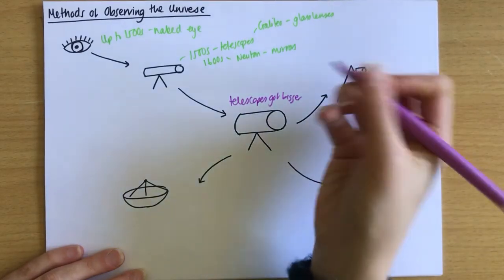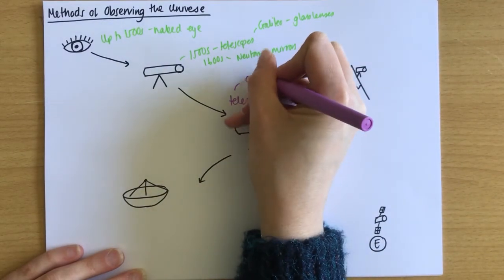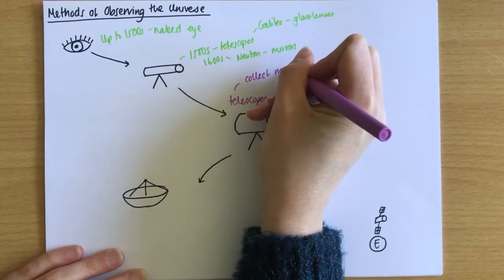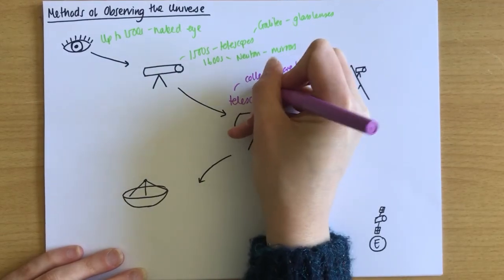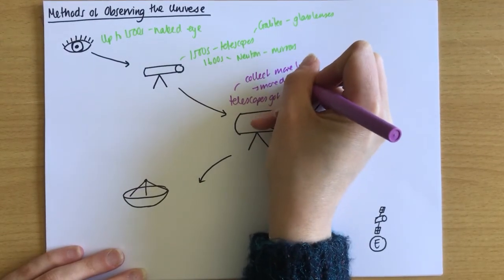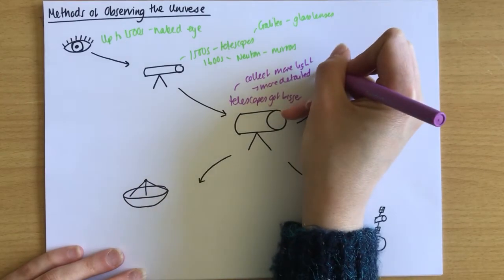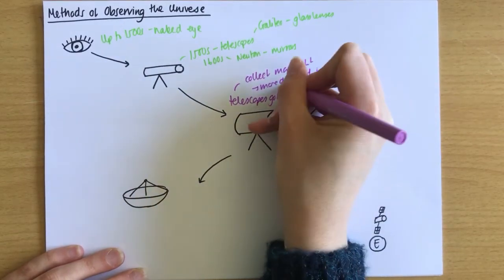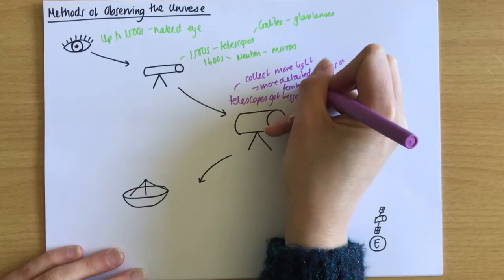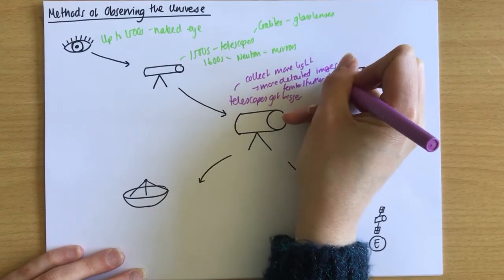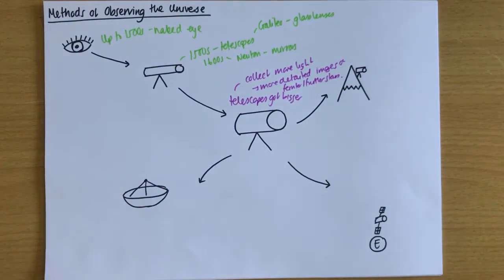And that's good because a bigger telescope can collect more light, which means more detailed images of fainter or further stars. So the stars can be further away or fainter, and we can see them because the telescope is bigger. And we can make telescopes massive now, like meters and meters across. The fact we have mirrors is really helpful for that.